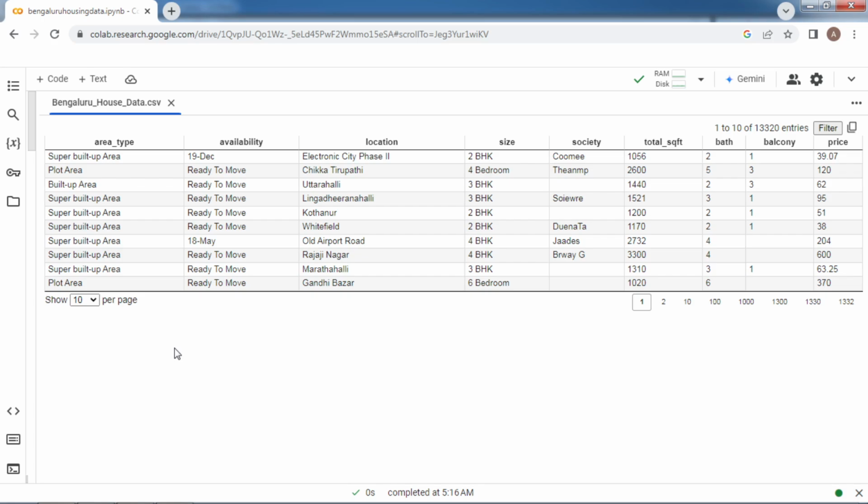So in this series, we will analyze housing prices in Bangalore. This is part one, where we'll focus on loading the dataset and performing initial exploration. So let's dive in.